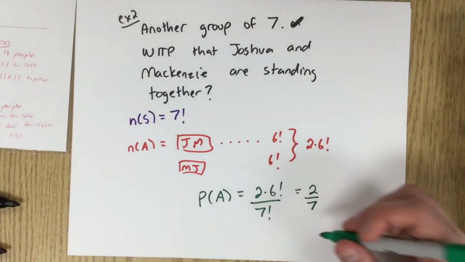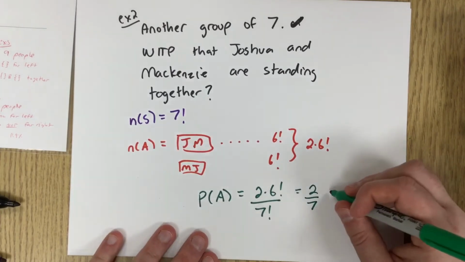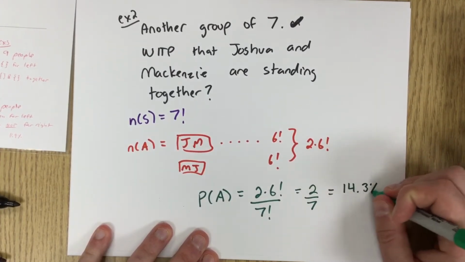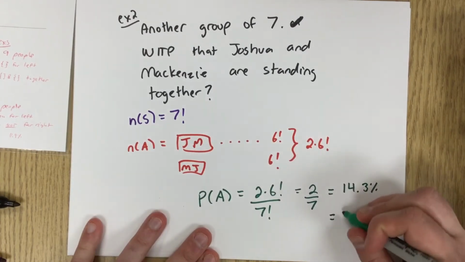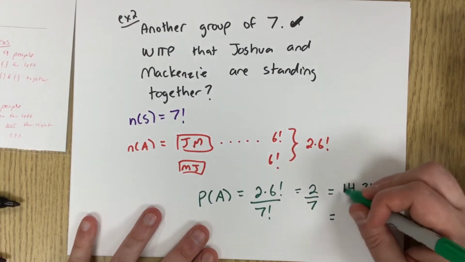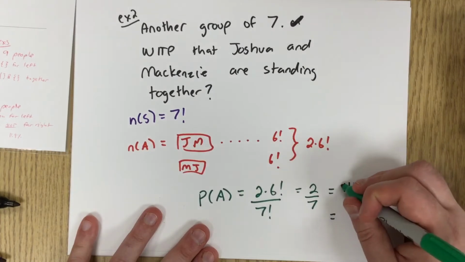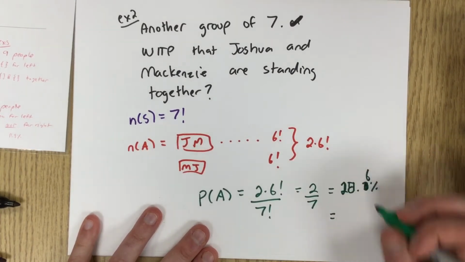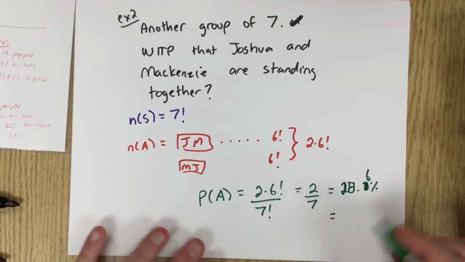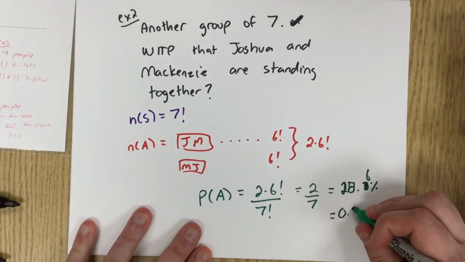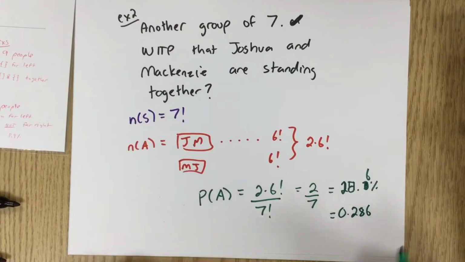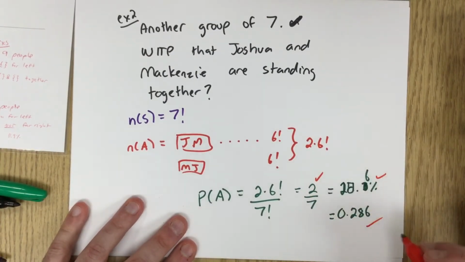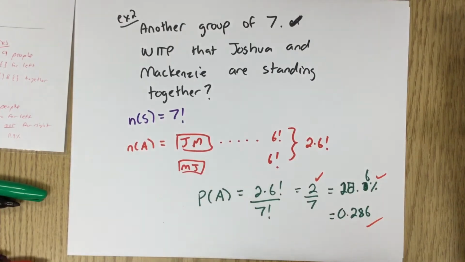If you wanted to do it as a percentage, it would be 2 divided by 7, which would be 14.3%. If you want to do it as a decimal, not 14.3, that was the previous one. It would be 28.6, it's 2 sevenths. 28.6%, which would be 0.286. And either of these answers would work. So that's correct, and that's correct. And you just have to pick one of those.